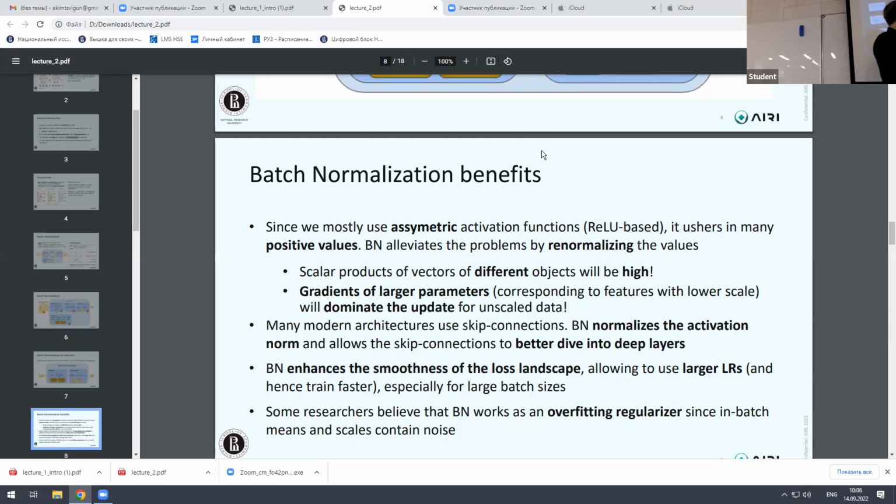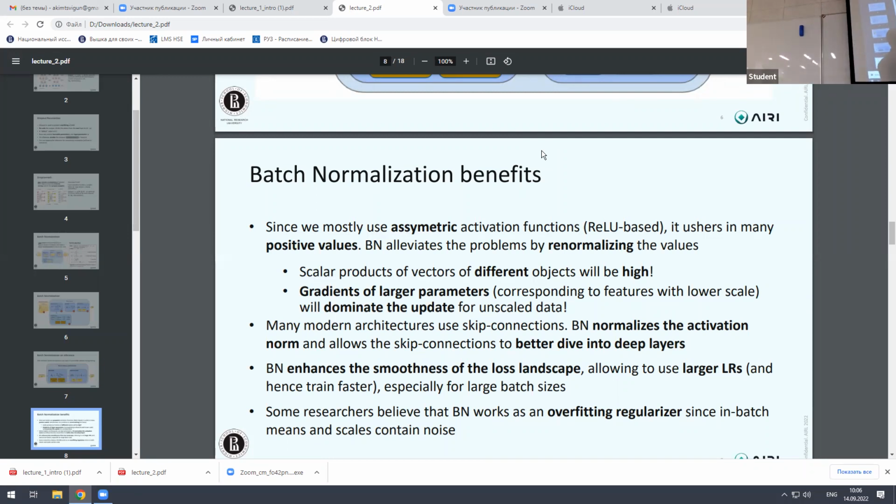It also enhances the smoothness of the loss landscape, so it makes it much smoother, which allows us to use larger learning rates. And larger learning rates mean that we can converge much faster, we can spend less time on our training.